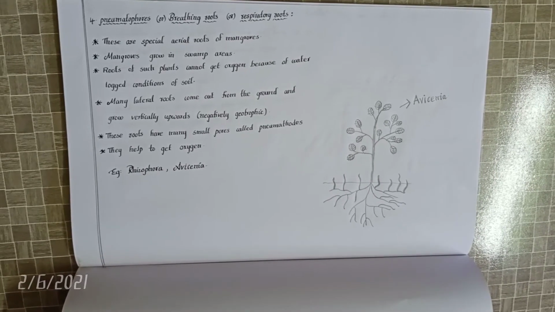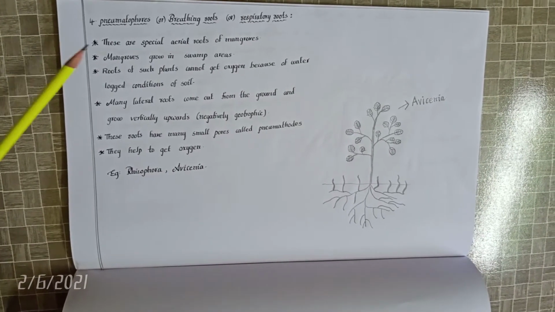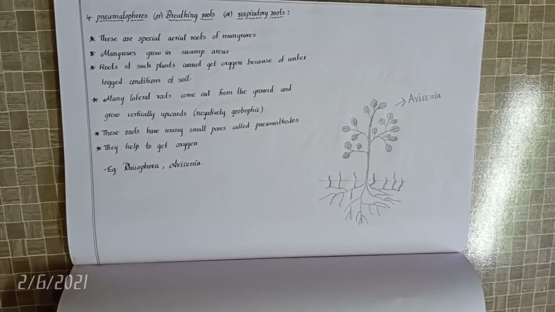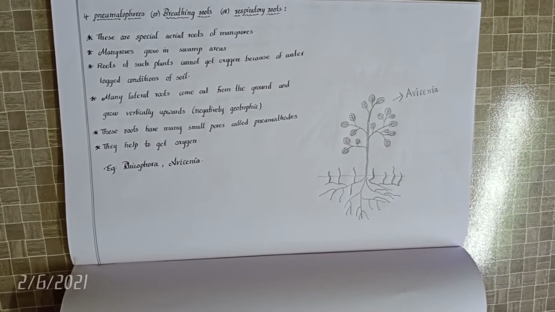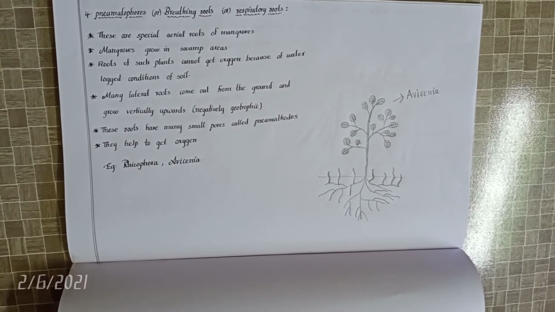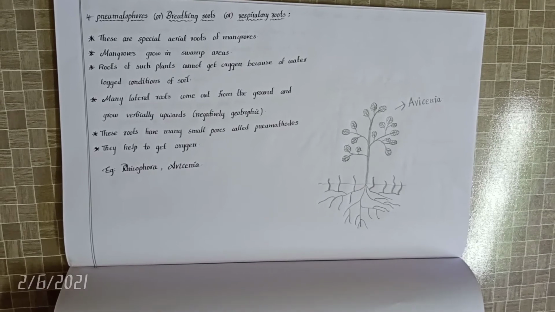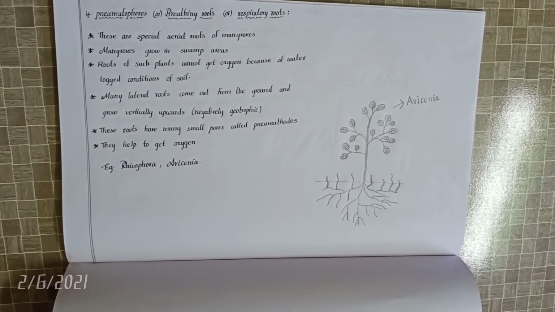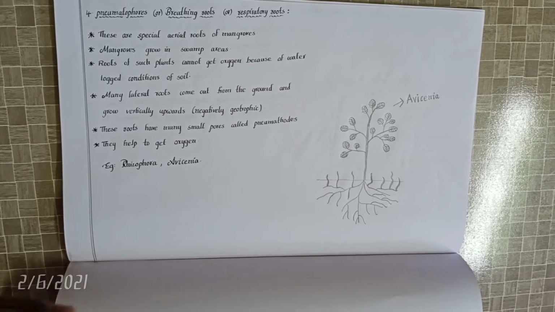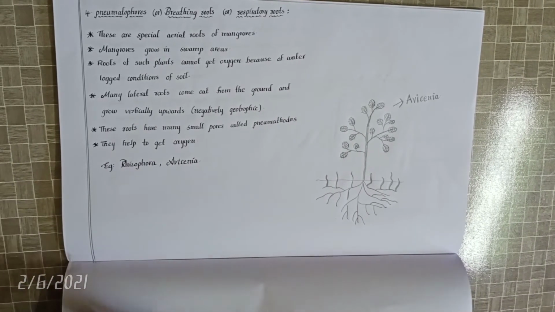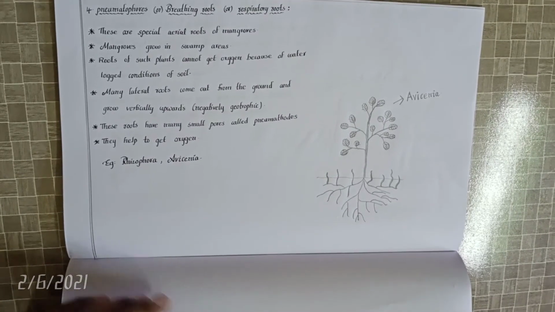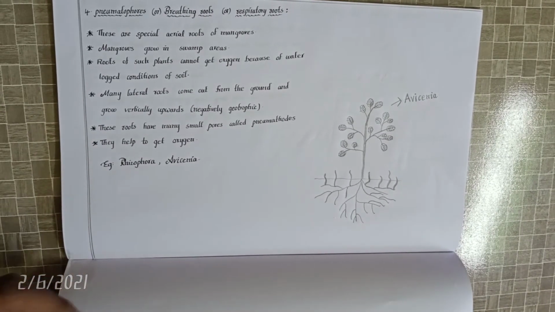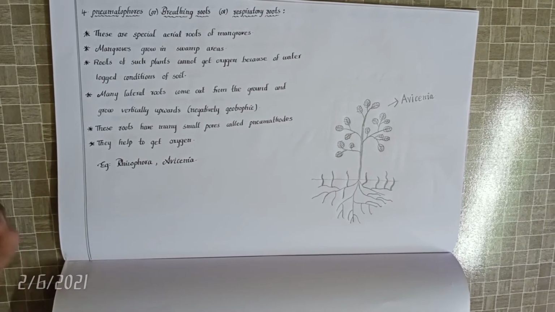And the next root type is pneumatophores, or breathing roots and respiratory roots. They have three names for the same root system, and these are special aerial roots of the mangroves. What are mangroves? Mangroves grow in the swampy areas. Swampy areas means a waterlogged condition, where the soil is muddy and watery. Due to the waterlogged condition, the roots of these mangrove plants cannot get oxygen. So in order to get oxygen, the lateral roots come out of the ground and grow vertically upwards.